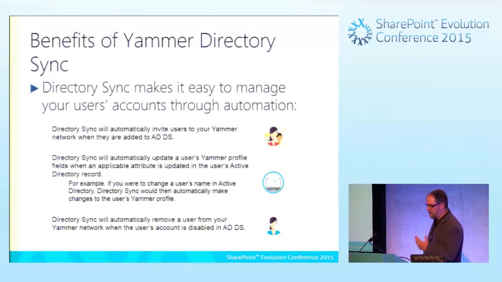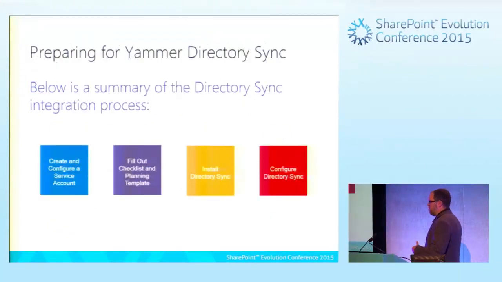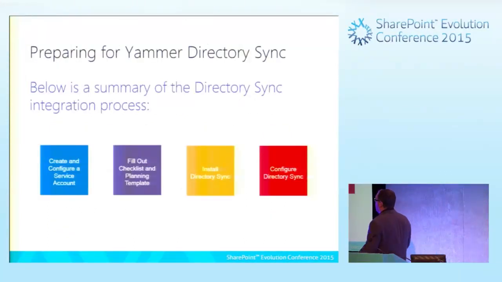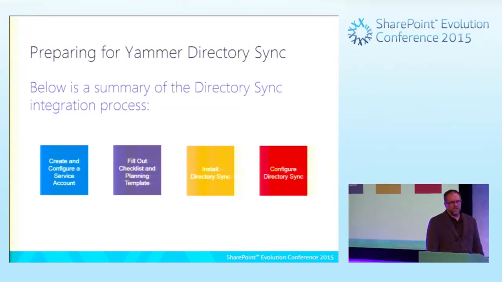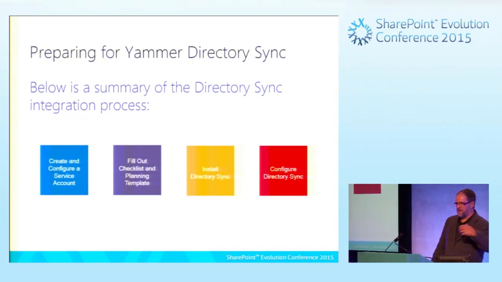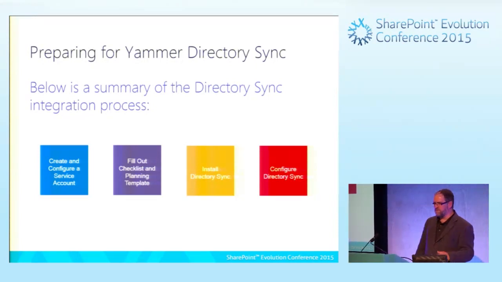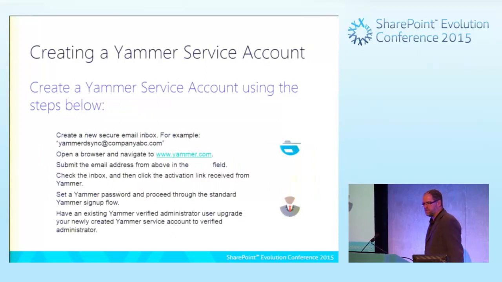And then again, it will automatically remove them out of the Yammer network once that user account is disabled. The process itself, I'll briefly walk you through this, and then I'll show it to you within the DSync tool. But essentially, it's a process of creating a service account, filling out a template, installing the tool, and then configuring it. And we'll walk through what that looks like here.